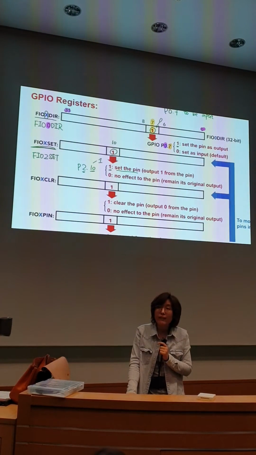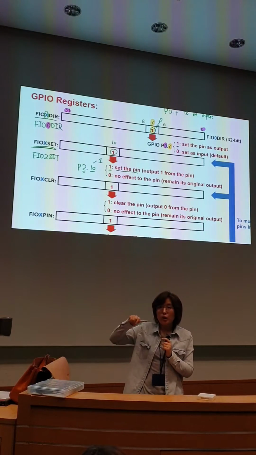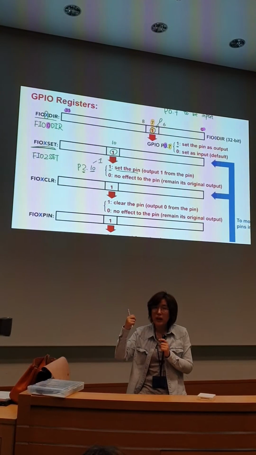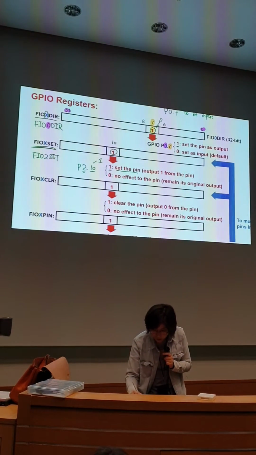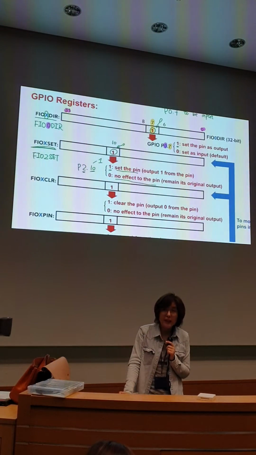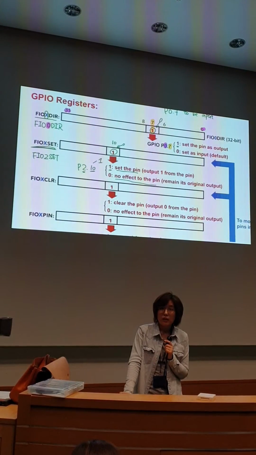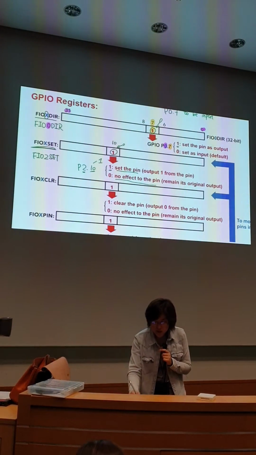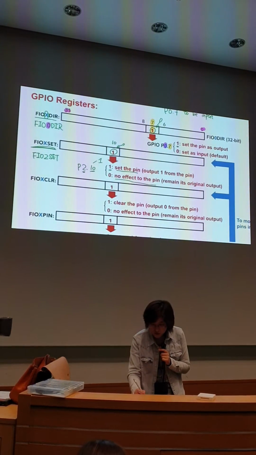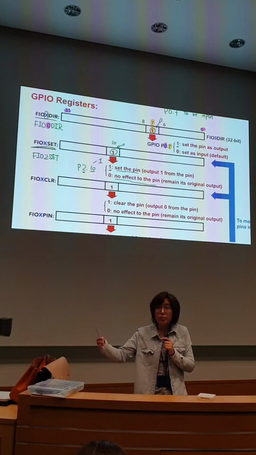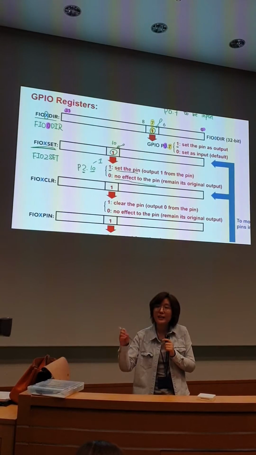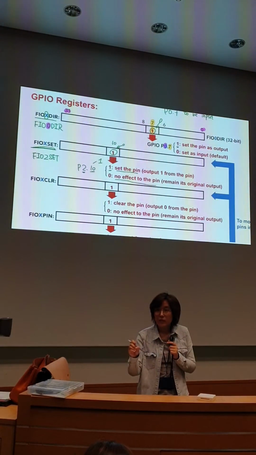So the signal output from this pin is now giving signal 1. So that's where you set. But if you put 0 here, you are not making any effect. Pay attention here. When you put 0 here, you are not changing anything. If previously the pin is already outputting 1, it's still outputting 1. You are not changing anything, because you are in the set register.